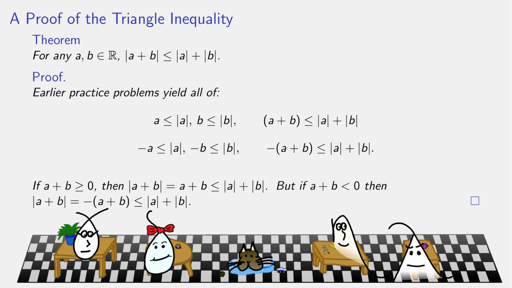Then the absolute value function will multiply by -1. But we also established this right here as an earlier result. So either way, the absolute value of a plus b is less than or equal to the absolute value of a plus the absolute value of b. And the triangle inequality is proved.